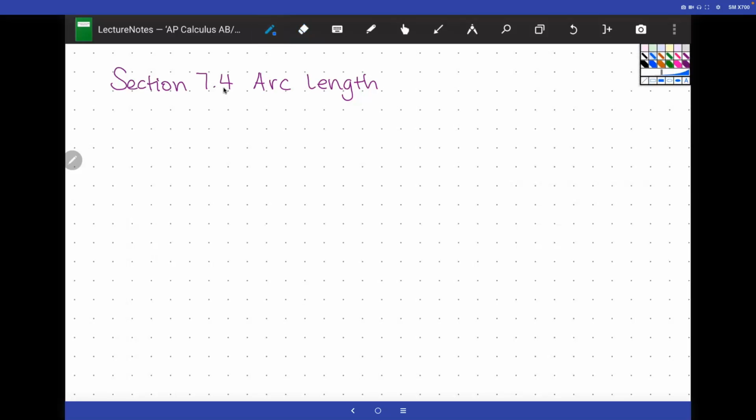Arc length. Actually, the title of this section is arc length and surface area, but we are not going to do surface area. Only arc length. We'll do surface area next year in BC. All right, arc length. So we're going to derive the formula, and then we've got 3 examples we're going to do together.